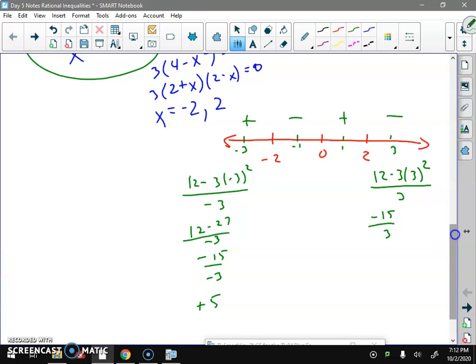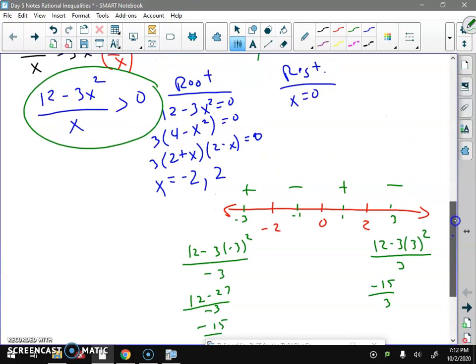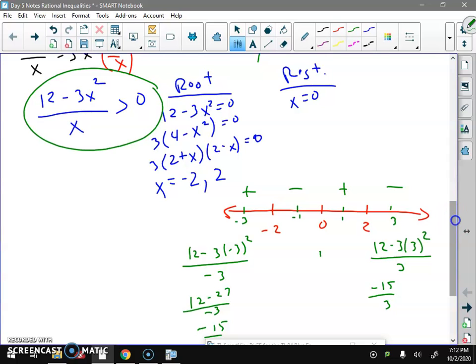That's positive. I could probably throw a positive 1 in there real quick. 12 minus 3 times 1 squared, my bad, all over 1. 12 minus 3 is 9 divided by 1 is positive 9. It's a plus. So plus, minus, plus, that's our line. And we want pluses. So what is our solution?